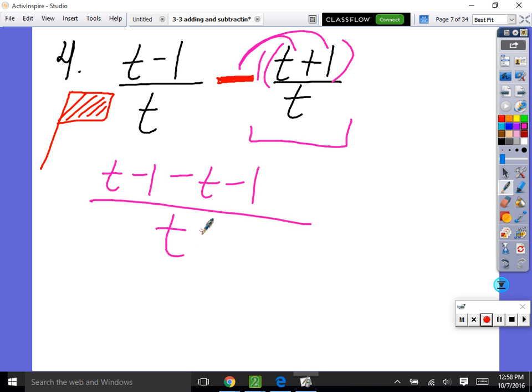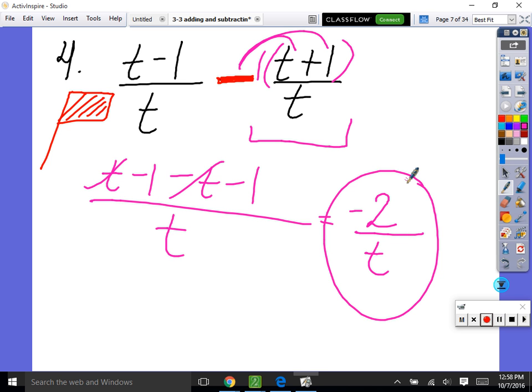Does everybody see how I distributed my negative through? So now on top, we'll combine like terms. T minus t is 0, and then -1 minus 1 is -2 over t. With subtraction, we've got to be so careful.